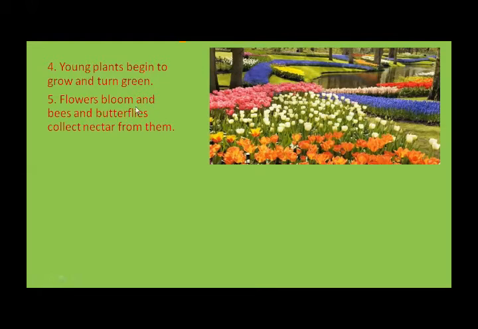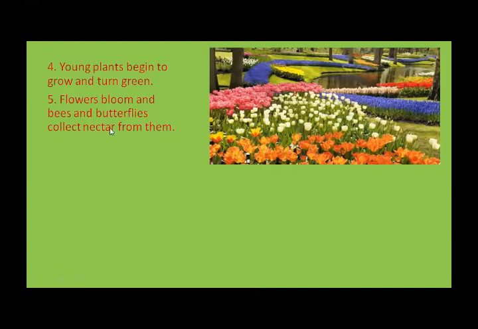And flowers bloom and bees and butterflies collect nectar from them. Flowers bloom. You can see here a beautiful flower. The flowers bloom in the spring season. Spring is a beautiful season because the new leaves grow and the flowers bloom in the garden, in the parks, and everywhere. You can see beautiful, colorful flowers on the trees, in the parks, in your garden. Do you have a flowery plant in your garden? The flowers bloom in the spring season, and it makes everything very beautiful.